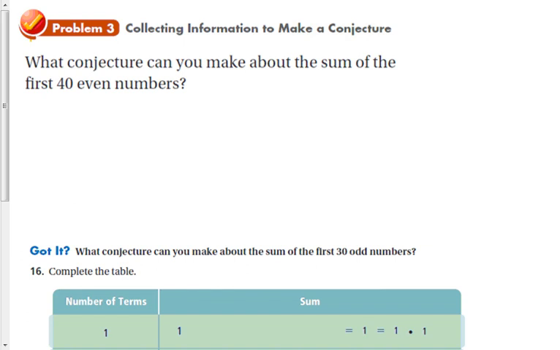Okay, problem 3, collecting information to make a conjecture. What conjecture can you make about the sum of the first 40 even numbers? To do this problem, let's look at some smaller examples and collect some information here. So I'm going to make a little table here.